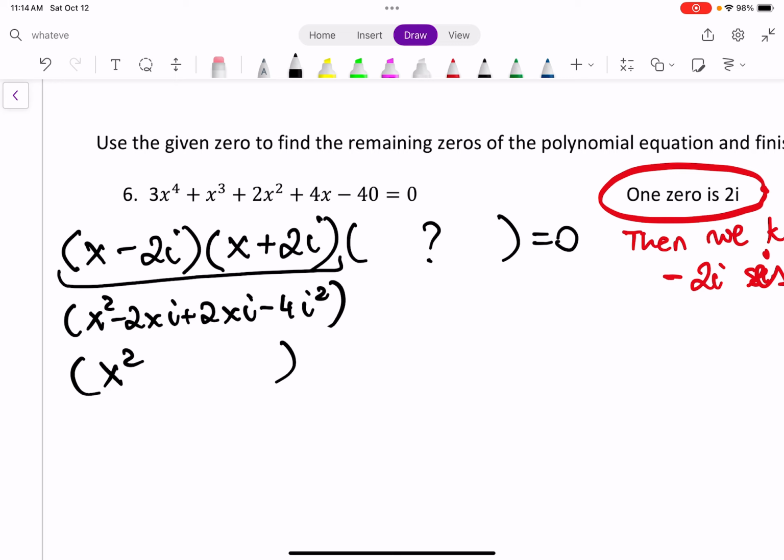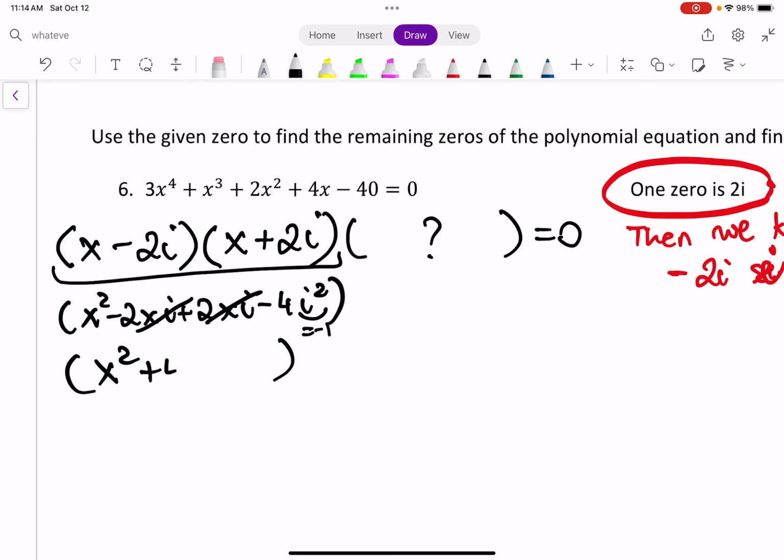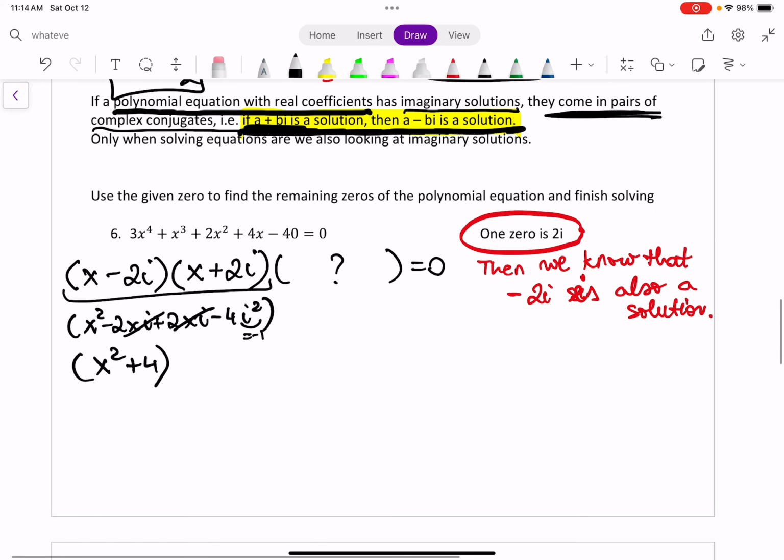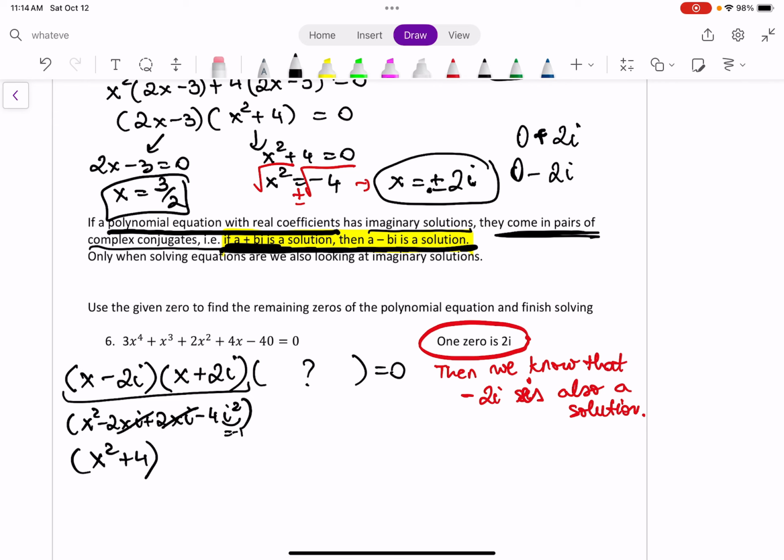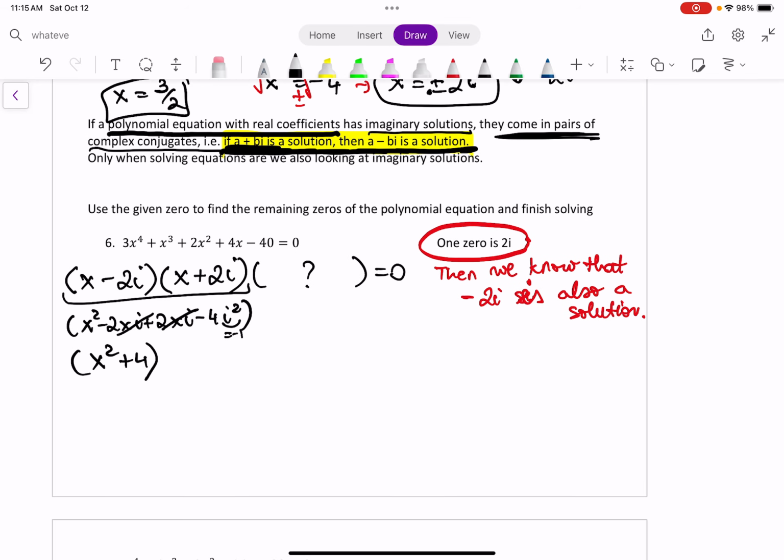We'll get an x squared. These guys are gone. And negative 4i squared. Remember, i squared is negative 1, times negative 4, that's going to be a positive 4. So there you have it. By the way, I'm starting with a question we just did backwards. We solved the equation x squared plus 4 is 0, and we got answers plus minus 2i, right? So going backwards, we found that x squared plus 4 is our polynomial equation.